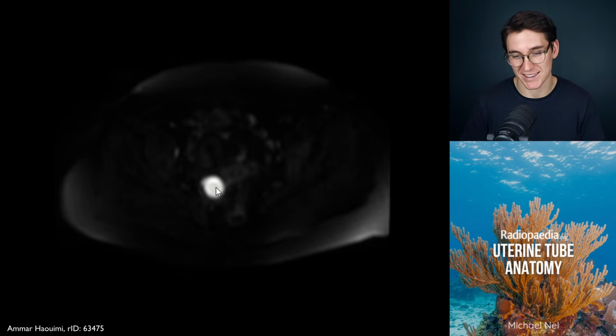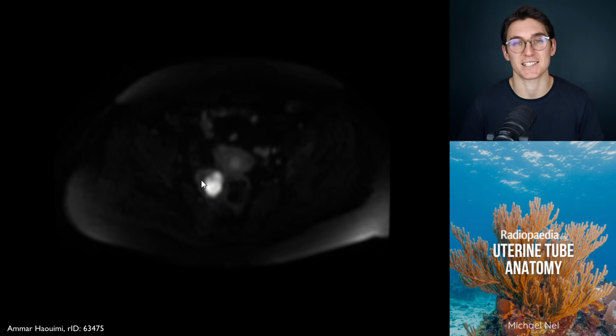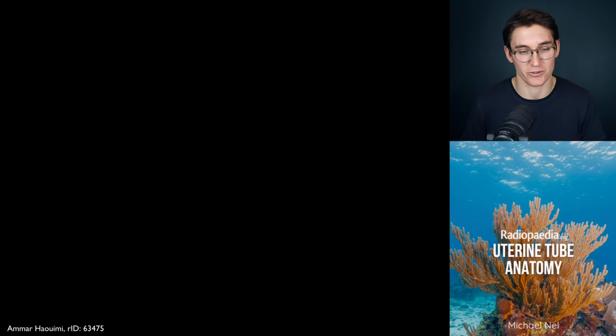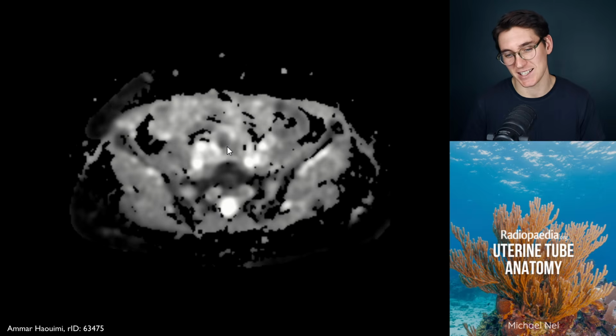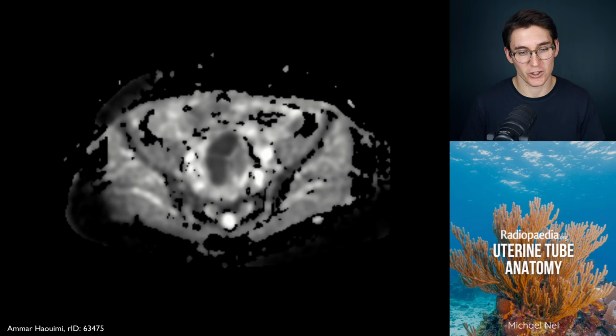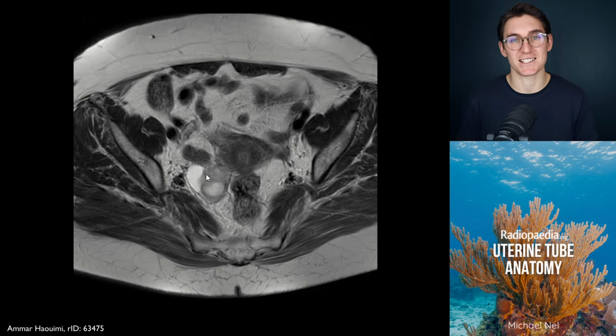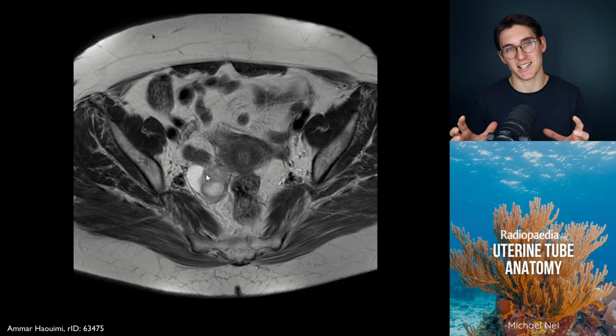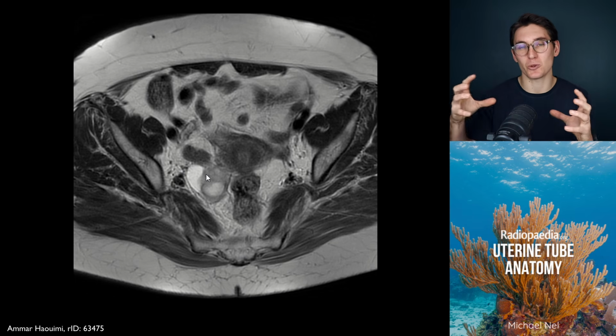And we need to make sure that that's not T2 shine through and that it's actually true restricted diffusion. So if we go to our ADC, we can see it's dark on the ADC. So this is true diffusion restriction. So we can say from these images that this is likely a pyosalpinx. This is a uterine tube that is filled with pus.